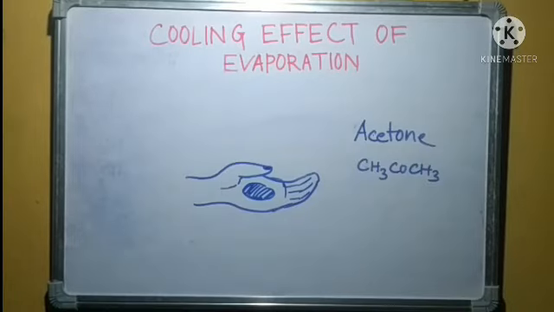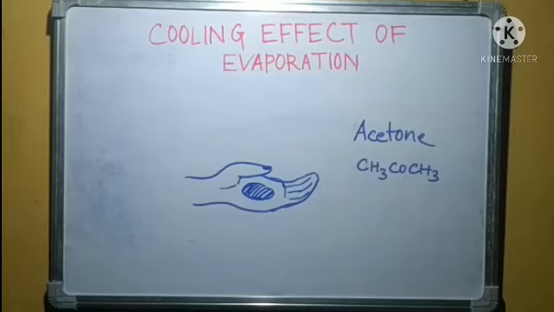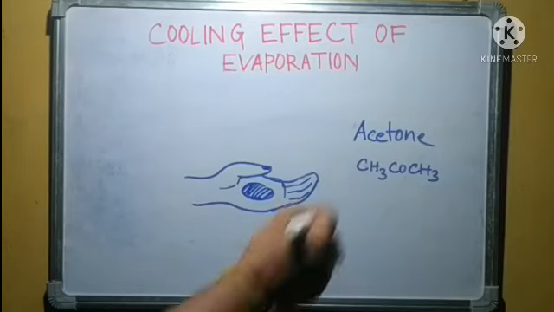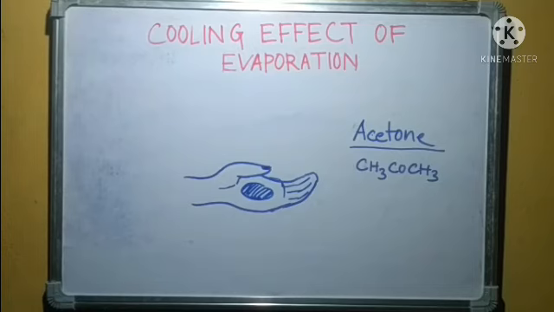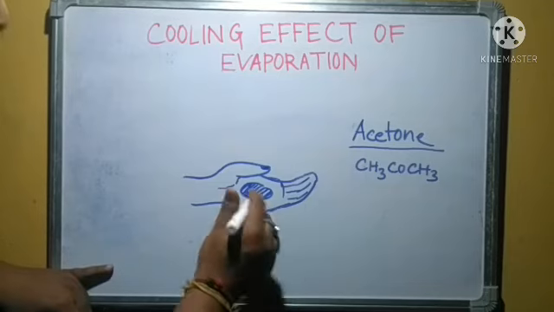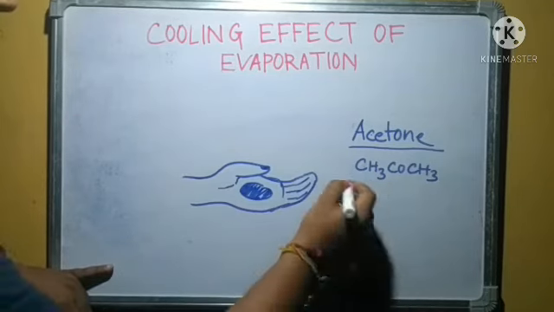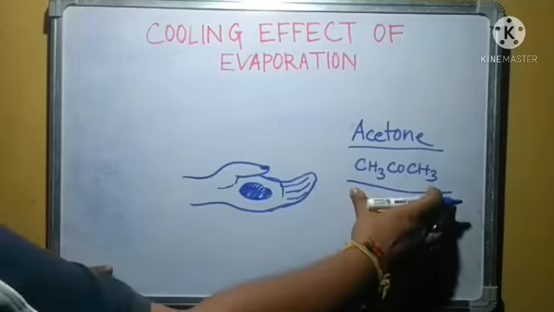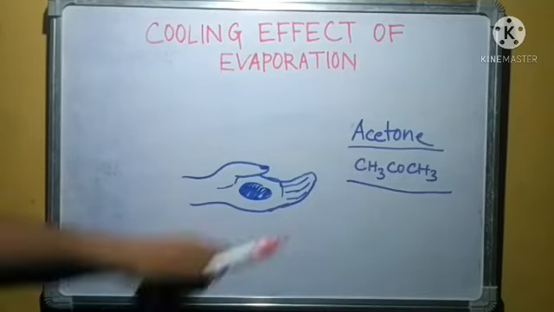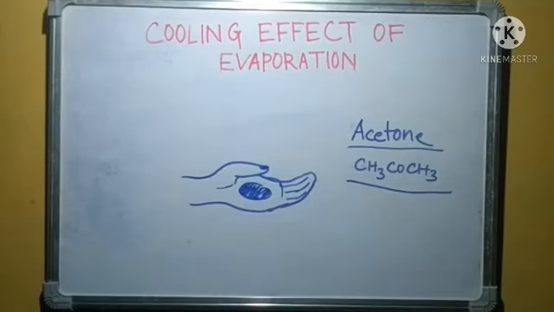Next we will look at some examples of the cooling effect of evaporation that are given in the book. The first is acetone. According to your book, the example is given for nail polish remover, and here acetone is present. This is the chemical formula of acetone, CH3COCH3. I think you do not require it, but if you want to know, this is the formula.